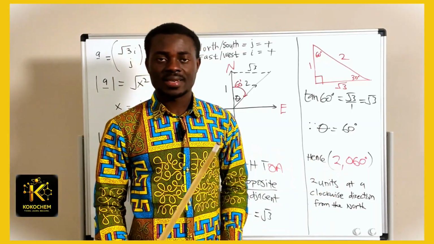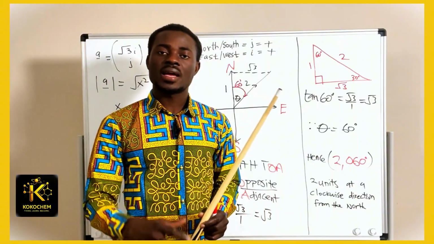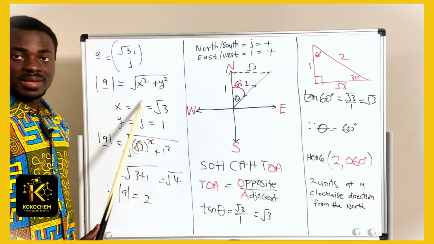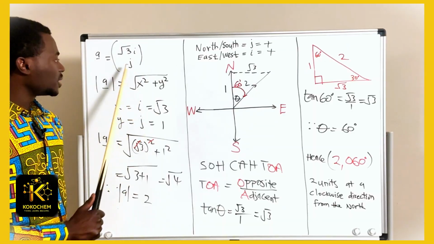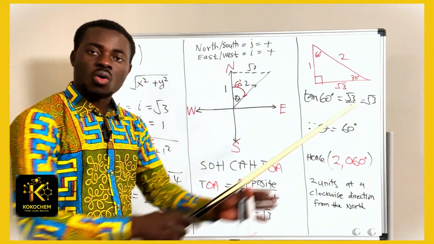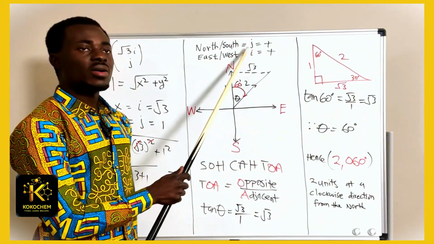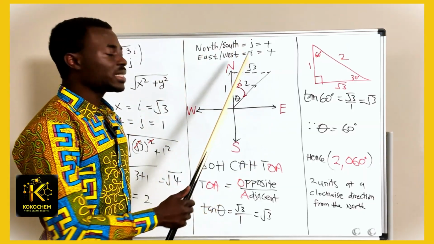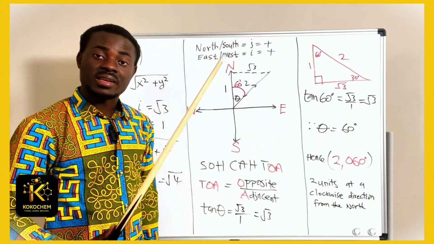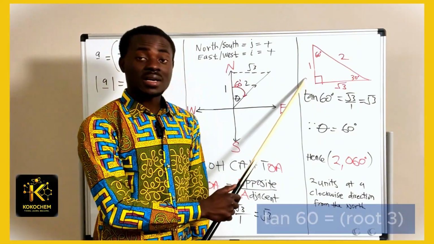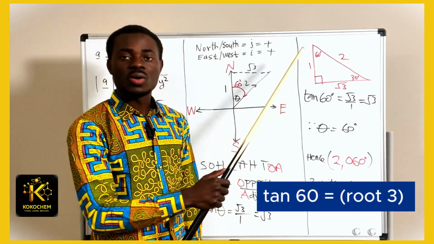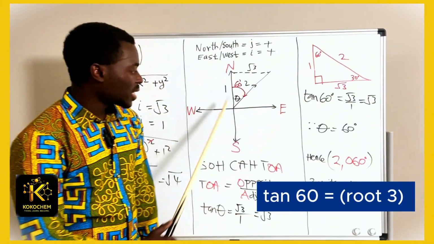To summarize, the question needs both magnitude and bearing. For magnitude, the formula uses x from i and y from j. For bearing, we need the direction of the vector: j is north and south, i is east and west. Then we use the right angle triangle to find the value of theta from the Cartesian plane.